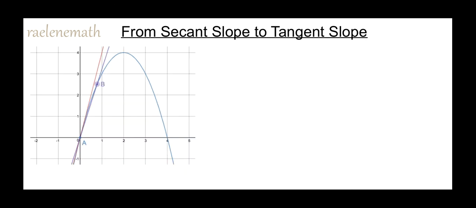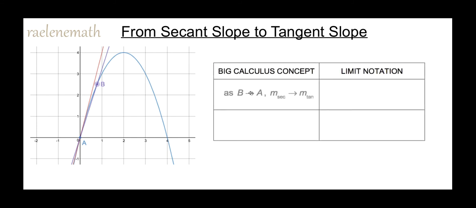So the big concept of calculus, of differential calculus, is that as point B approaches point A on a particular type of curve, it has to be continuous and it has to be what we call smooth, that the secant slope through points A and B approaches the tangent slope.